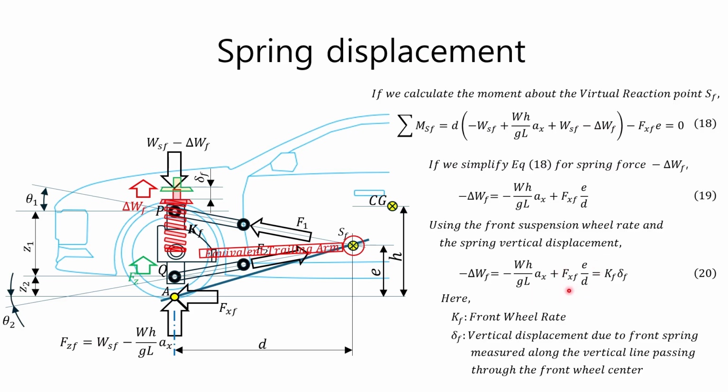Also, from equation 20, we can see that when the vertical dynamic load of the entire vehicle is greater than the force acting on the links, the spring force Kf delta F is negative, and it acts in the direction of reducing the front wheel vertical load. Delta F has a positive value in a bump and a negative value in a rebound.